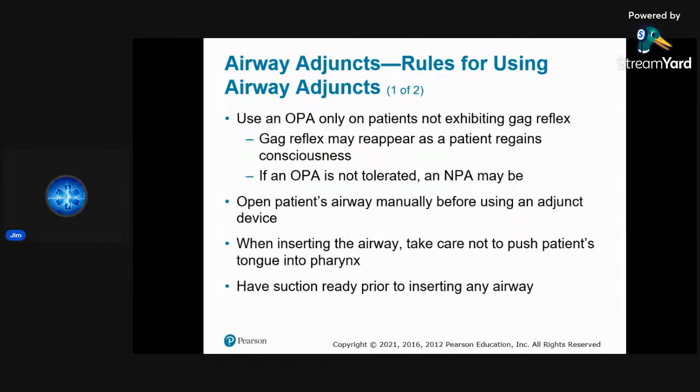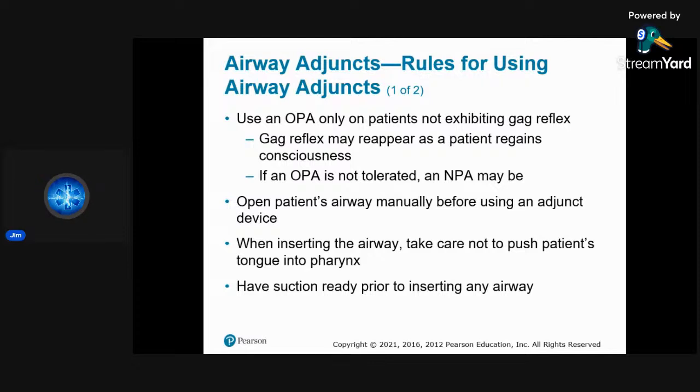Let's talk about the OPA. They are not to be used on patients that have a gag reflex. So that would be a contraindication. A contraindication means when you shouldn't use something or do something. If they have a gag reflex and we insert this into their mouth, we can cause them to vomit and obstruct the airway even further, right? And if they can't tolerate an OPA, for example, even an unresponsive patient that has a gag reflex, we're going to switch and go to the NPA.